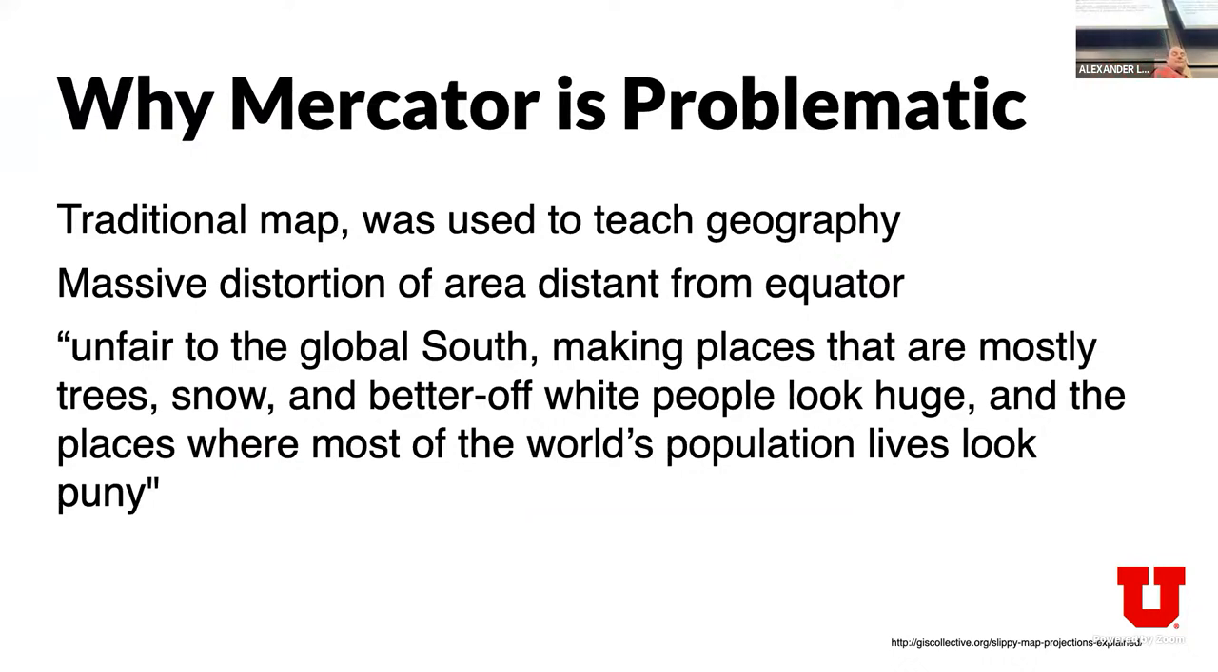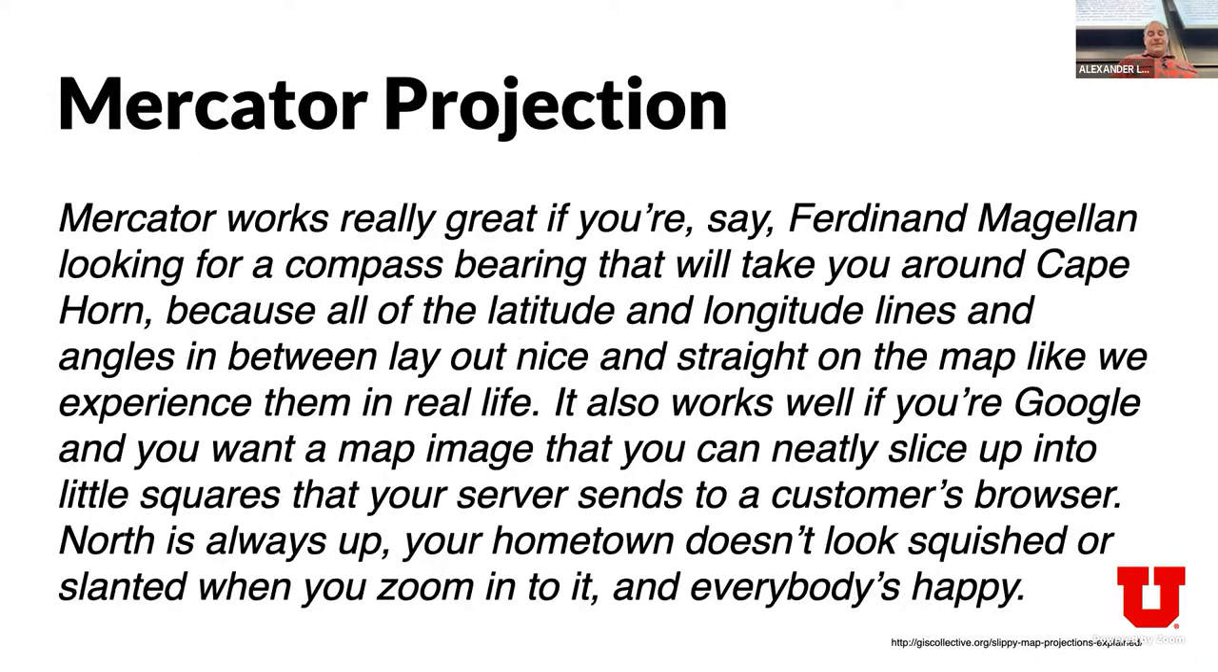And so why is the Mercator projection problematic? Well, it's mostly problematic because it was used to teach geography, and it is a massive distortion of area distant from the equator. So it's kind of unfair to the global south, making places that are mostly trees, snow, and better off white people look huge, and the places where most of the world's population live look puny.